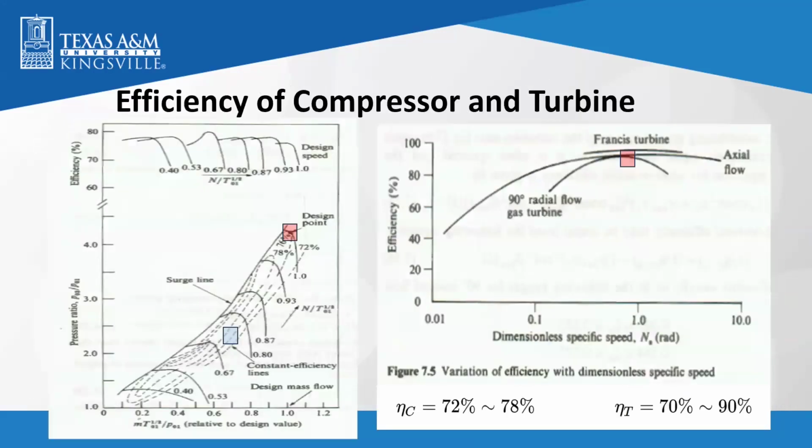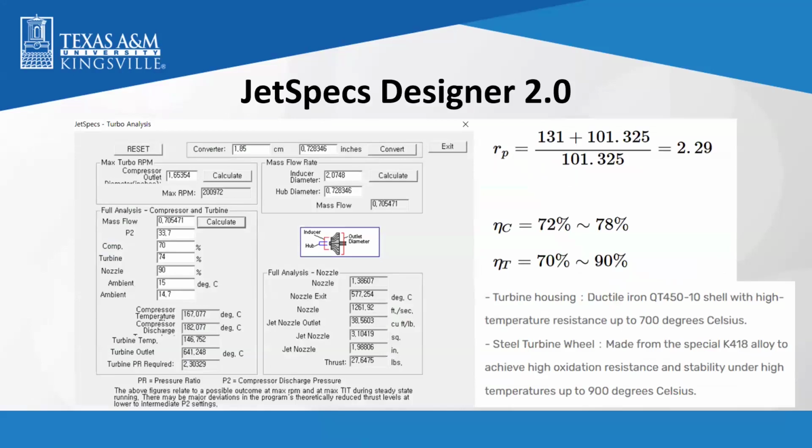If we go back to the graph, with the pressure ratio of 2.3 and mass flow rate of 0.7, we're in that blue area, which is in our desired range. We also got the temperature for the turbine, which is 641 degrees Celsius. Our turbine housing has a temperature resistance up to 700 degrees Celsius, and the turbine blade can handle up to 900 Celsius. So we're in the safe range. Based on these calculations and data, we designed our gas turbine.